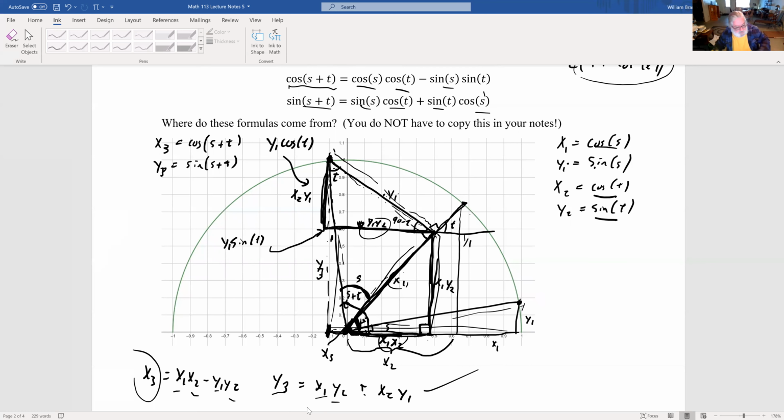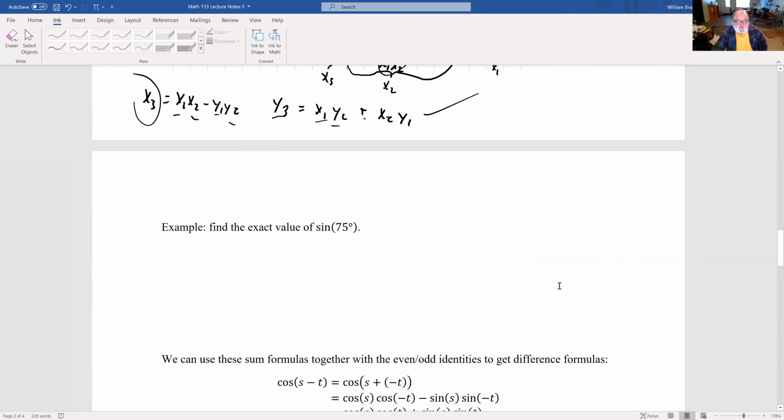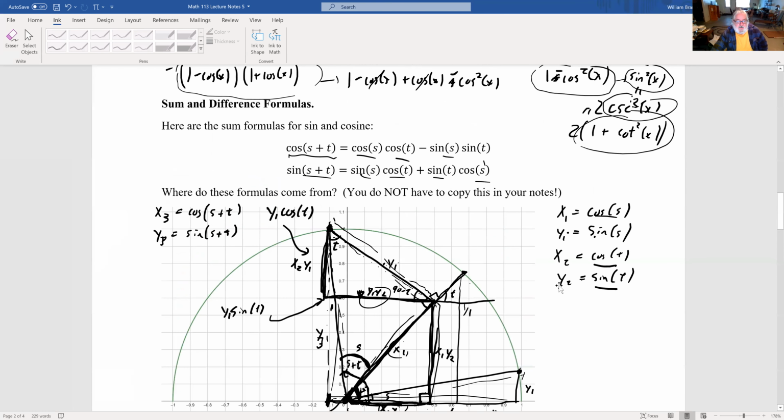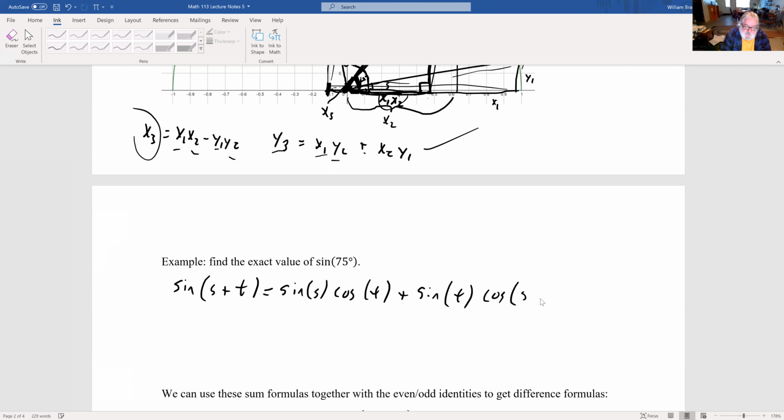Okay, it's a messy picture, so I didn't mean that you wouldn't draw it, but it's good to know where those formulas come from. It's a nice exercise in geometry, actually. So what's the exact value of sine of 75 degrees? Well, we know that we have this formula. Sine of s plus t equals sine of s cosine of t plus sine of t cosine of s.